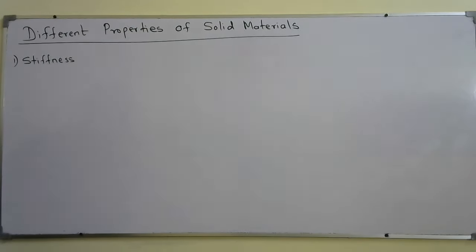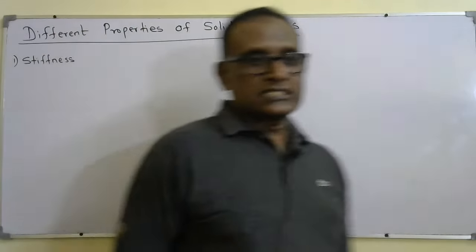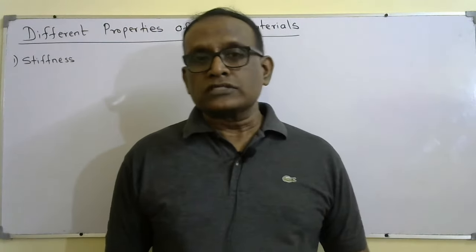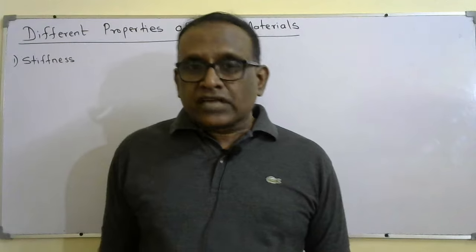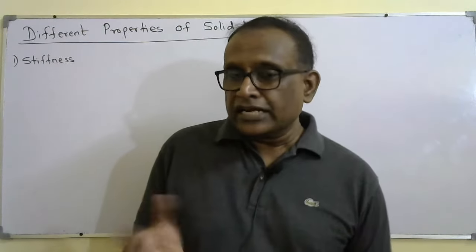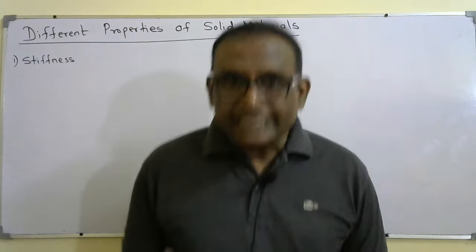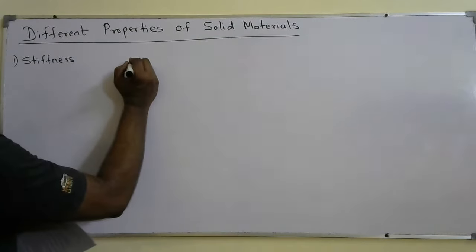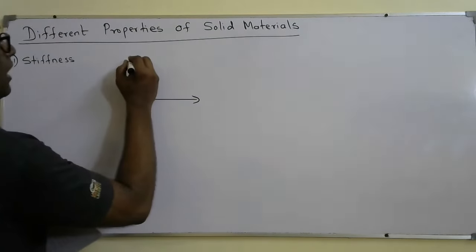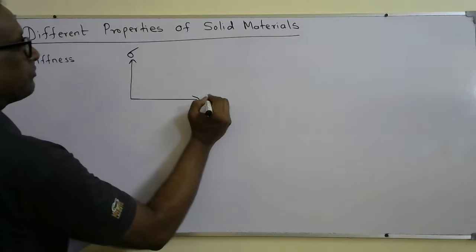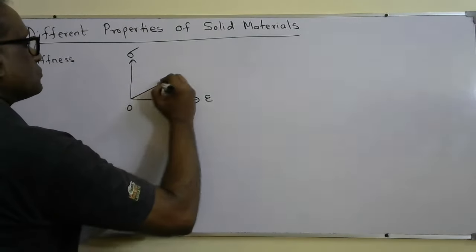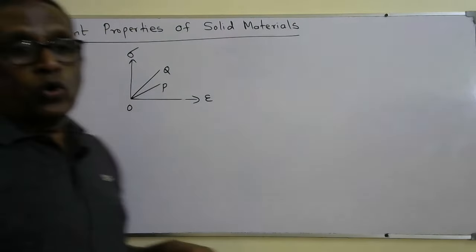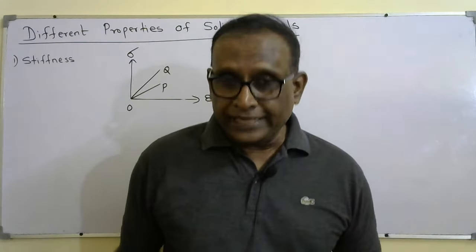Okay, so now different properties of solid materials. First one is stiffness. Stiffness indicates how much it can resist or oppose the deformation. So in terms of graph, if you are comparing two different types of materials, we should consider the Young modulus. A stiffer material will have greater gradient than the other material. Say if you consider a stress strain graph and there are two graphs, one is this way, the other one is this way. Imagine this is P, this is Q. So the material Q is stiffer than material P because it has greater gradient.